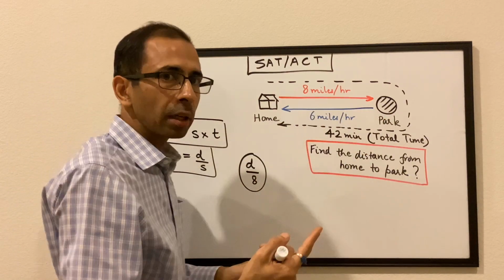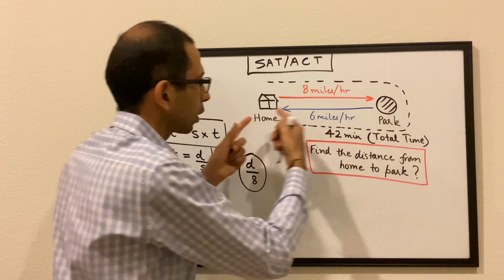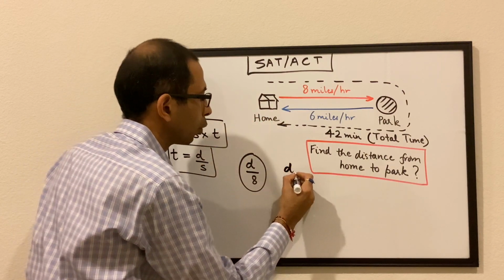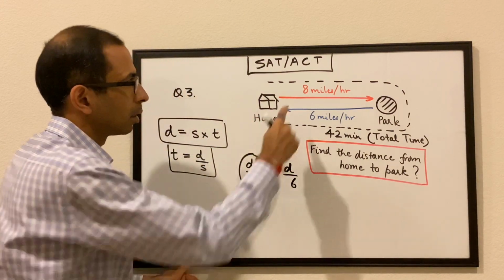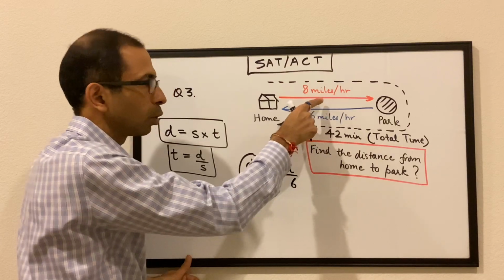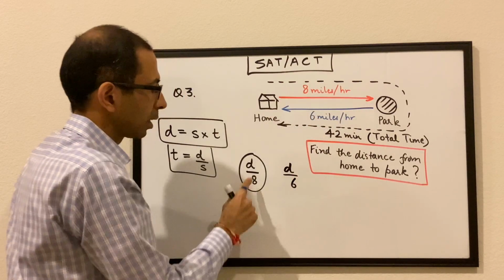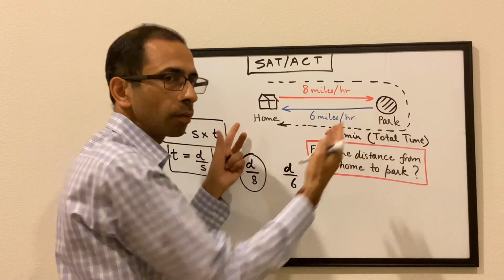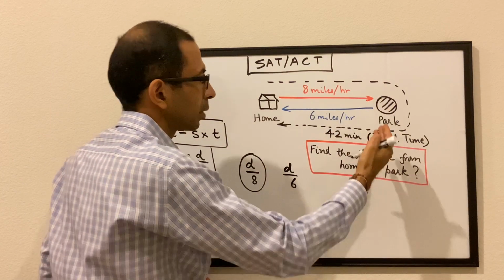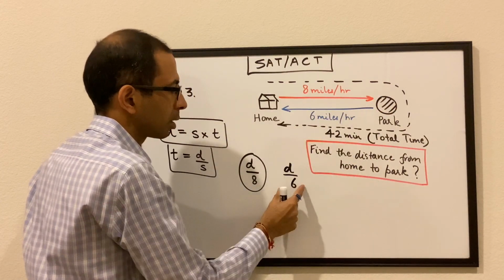Similarly, the time taken by Jack in jogging back from park to home would be d over 6, right? So time is distance over speed. We know the speed while going, hence it's d over 8. The distance obviously remains the same. So the time taken by Jack in coming back is d over 6.